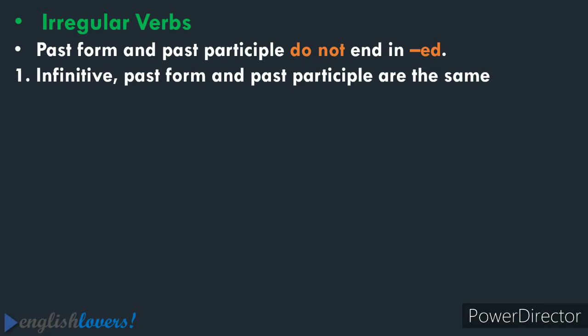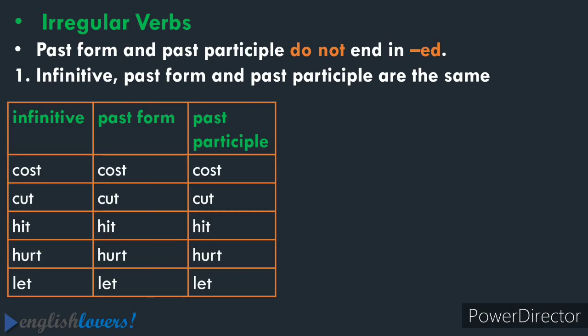There are three cases of such irregular verbs. So what are these three cases? With some examples we will try to learn. The first case is the irregular verbs whose infinitive form or present form is the same as the past form and past participle. So the major three forms, they all are the same. Infinitive form or present form, past form and past participle, they are the same.